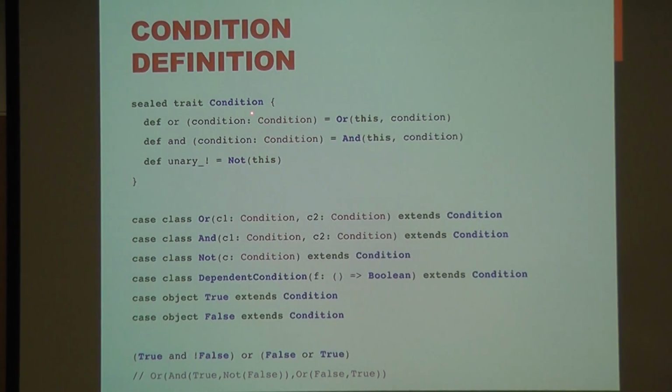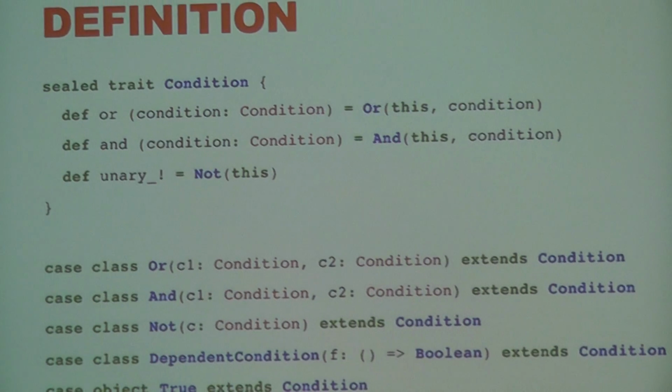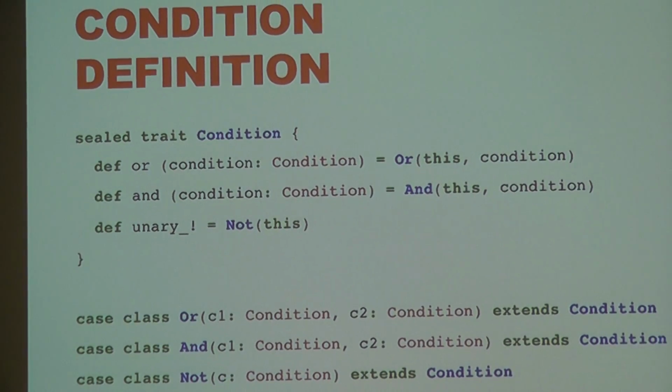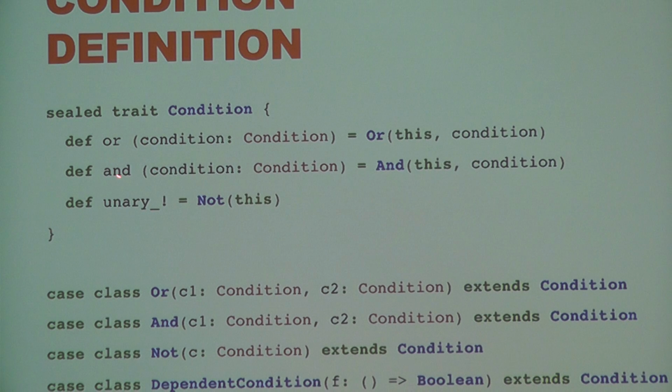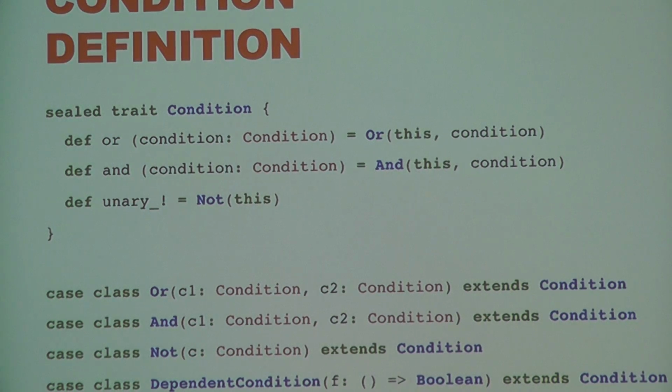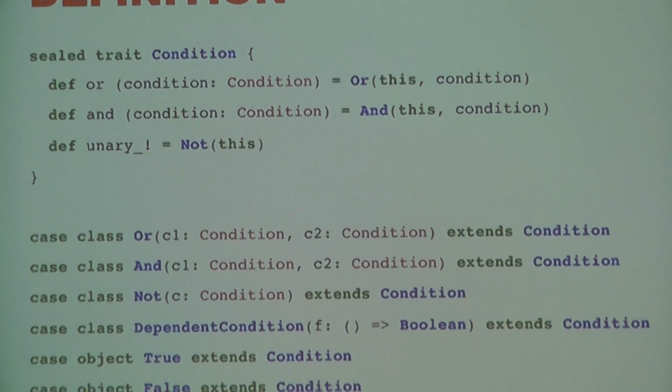So here we have this condition class, this trait attribute base class. And we say, okay, on any condition, we can perform these three operations. We can OR them, AND them, or invert them by putting a bang in front of it. And then we'll define these concrete instantiations.